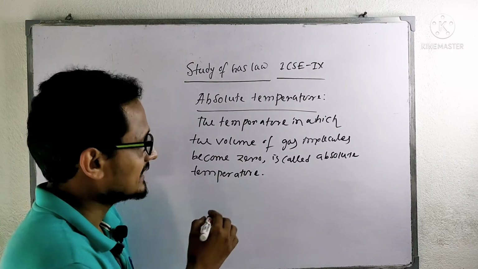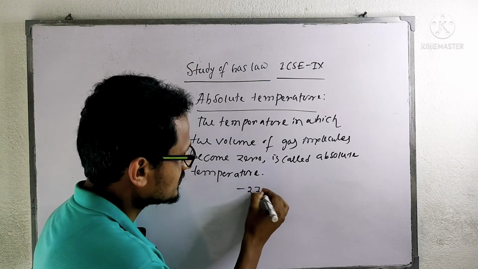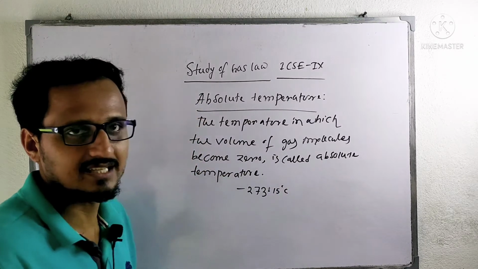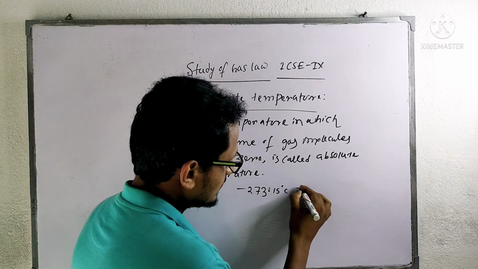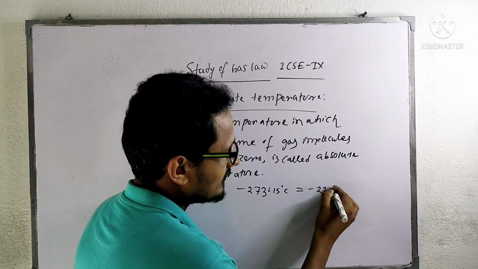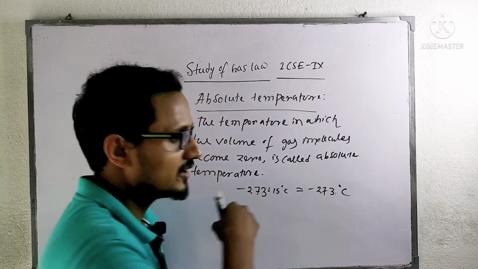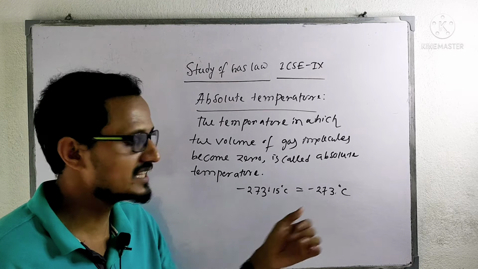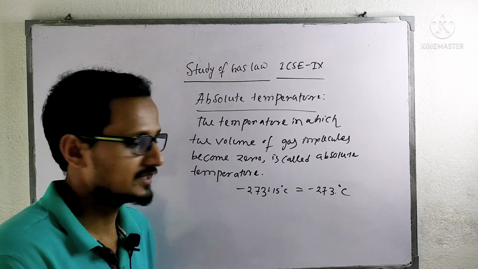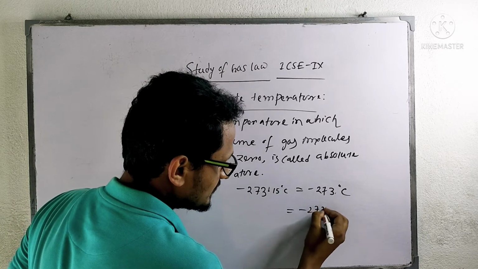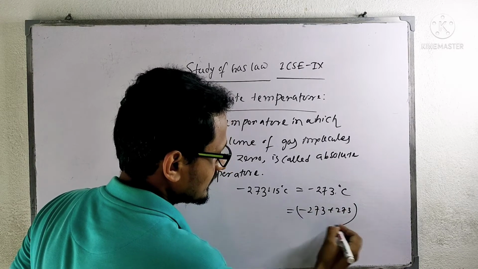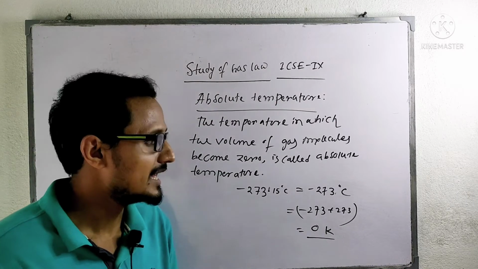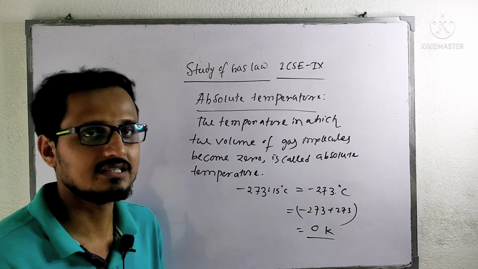Now that temperature in Celsius scale is minus 273.15 degrees centigrade, but approximately we can write minus 273 degrees centigrade. At this temperature, the volume of gas molecules becomes zero. Now what will be the temperature in Kelvin? In Kelvin it will be minus 273 plus 273 equals 0. So 0 Kelvin is the absolute temperature in Kelvin scale, and in Celsius it is minus 273 degrees centigrade.